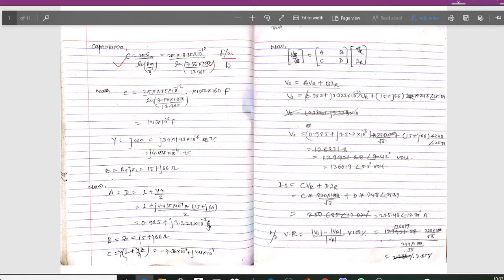Here we have to calculate in farad, and altogether we have a 160 kilometer line given. So 160 into 1000, and we get it in farad. So we get C as 1.43 into 10 to the power minus 6 farad. And Y is calculated as Y equals j omega C.